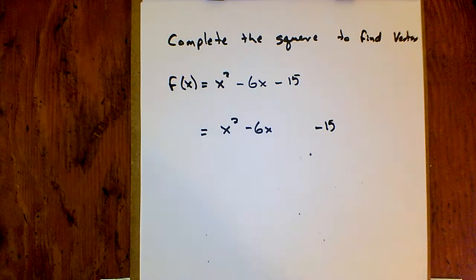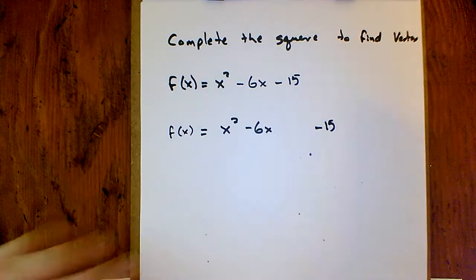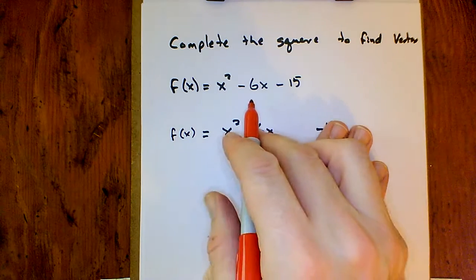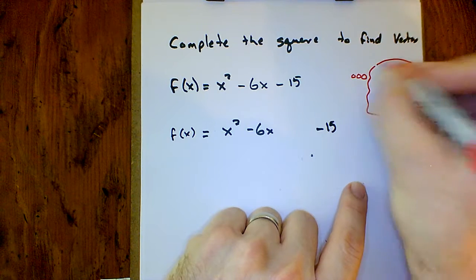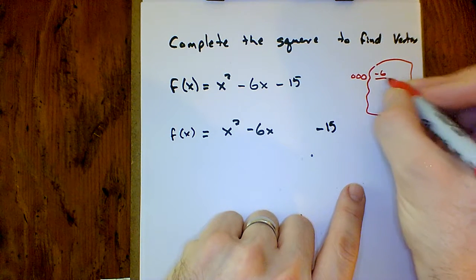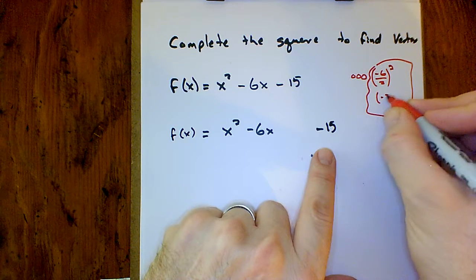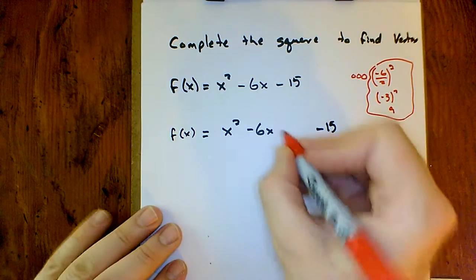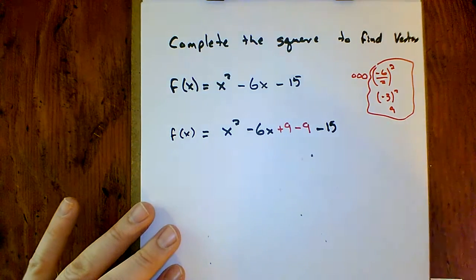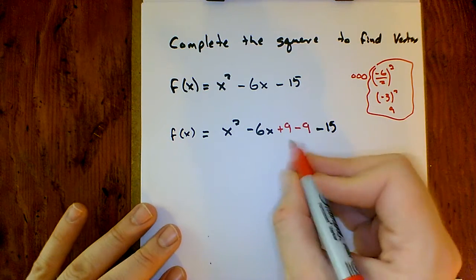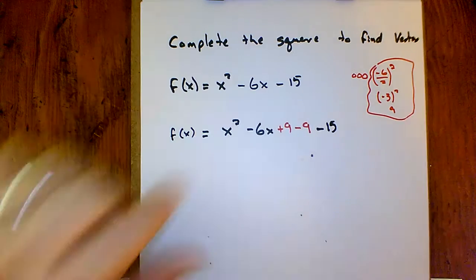And think about what we do whenever we complete the square. I always take a look at this middle term and I say, well, what is half of my middle term? Well, half of my middle term here, negative 6 divided by 2, that's just negative 3. So negative 3 squared is 9. So what I'm going to do is add 9, but I'm also going to subtract 9. So notice that all I've really done, if I were to add this all up, is these terms would just cancel each other out.